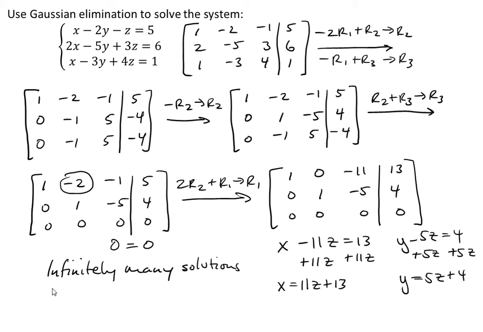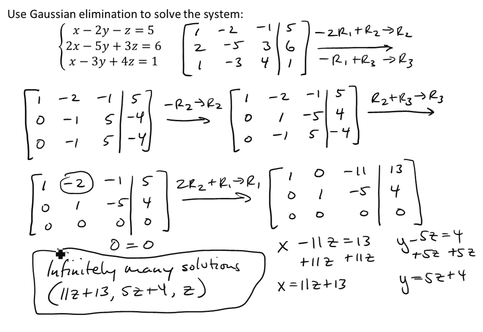So the pattern of my solutions as an ordered triple, I want to put my x-coordinate first. My x-coordinate would be 11z plus 13. My y-coordinate would be 5z plus 4. And by doing that, we're saying our z-coordinate could be anything. So we're just going to call that z. So there are infinitely many solutions, but they all fit that pattern.